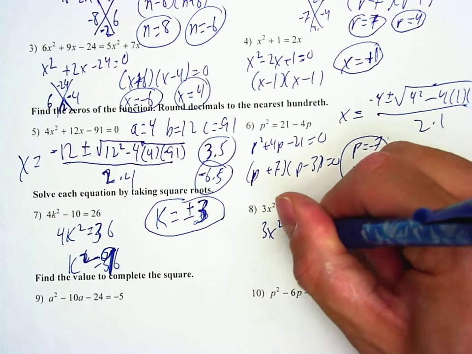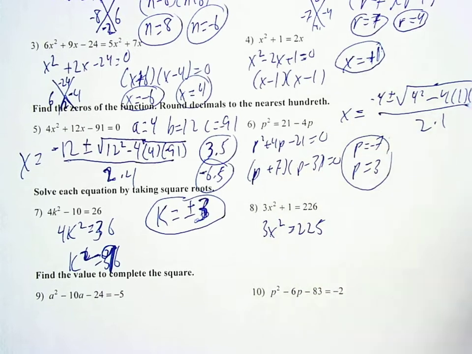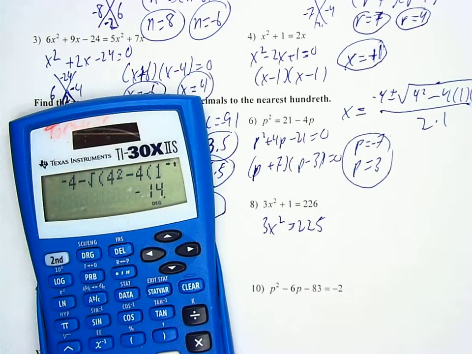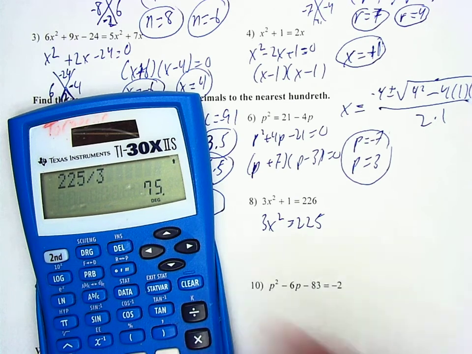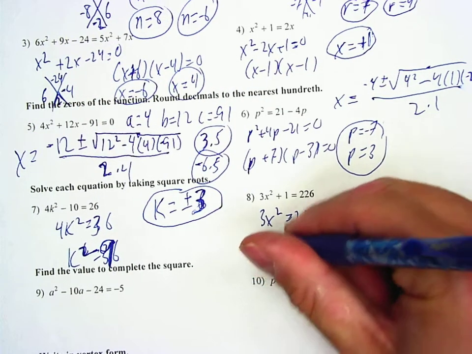Same deal here. 3x squared is equal to 225. Okay, take the 1 from the 225. 225 divided by 3, 75. So x squared is 75.